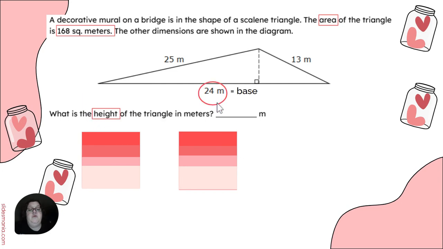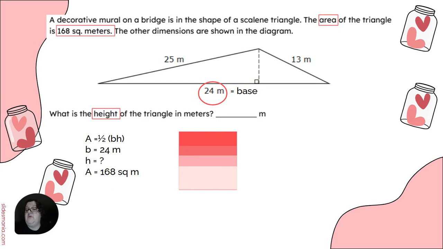Okay, so if you notice, our base, the side that it's sitting on, is 24 meters. And we're going to be looking for that perpendicular distance that is opposite of the base. So we've got our formula for area of a triangle, 1/2 base times height. Our base is 24 meters. We're looking for our height. And our area is 168 square meters.